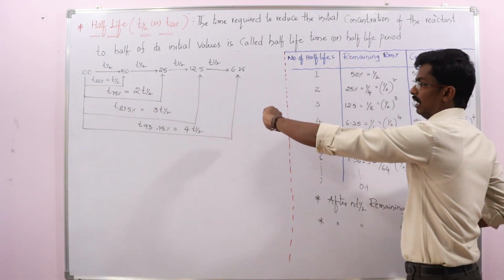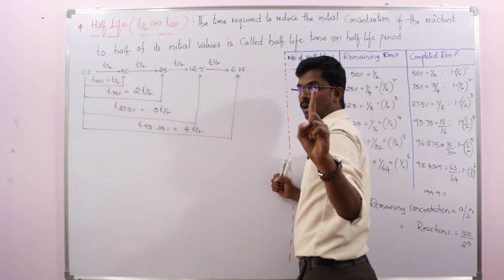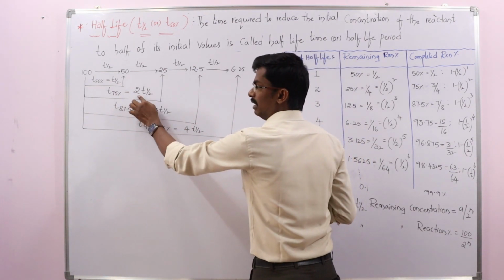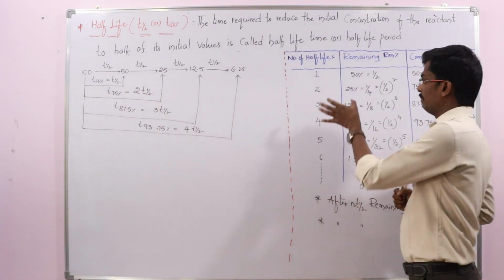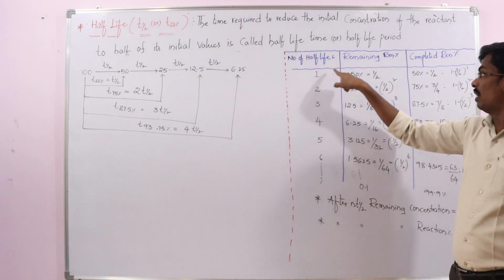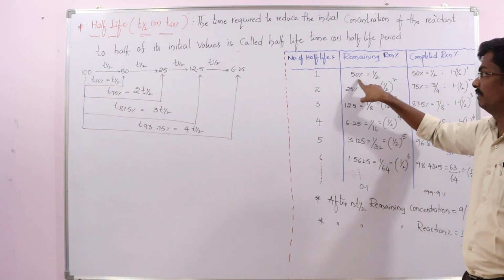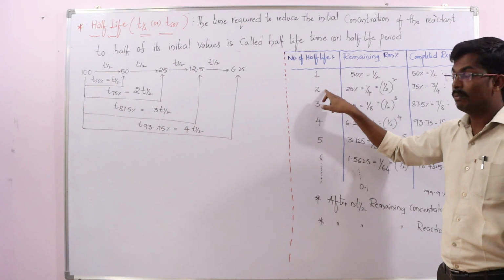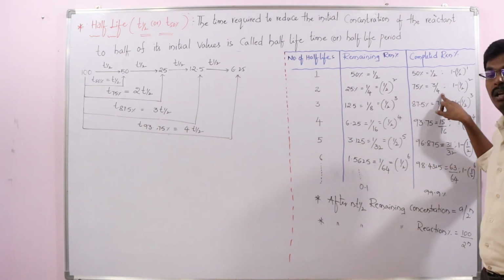When you are using it, to complete 50% of the reaction, how many half-lives are required? 1. To complete 75% of the reaction, how many do we require? 2 T½. So based on this data I have given here, you can see that when one half-life is there, how much of the reaction is completed? 50% is completed. How much is left? 50%. But when 2 half-lives are taken, how much is completed? 75% completed. 75% is nothing but 3 by 4, or not.